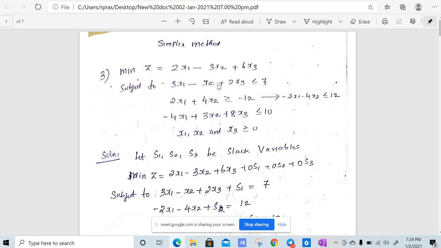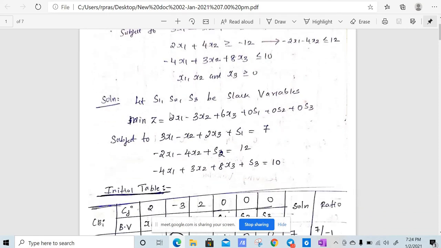Here we have three constraints, so I'm going to add three slack variables. Let s1, s2, s3 be the three slack variables. Now you add s1, add s2, add s3, and in the objective function we add 0 s1 plus 0 s2 plus 0 s3. So minimization of z is equal to 2x1 minus 3x2 plus 6x3 plus 0 s1 plus 0 s2 plus 0 s3, and we have three constraints, so I'm adding s1, s2, s3.